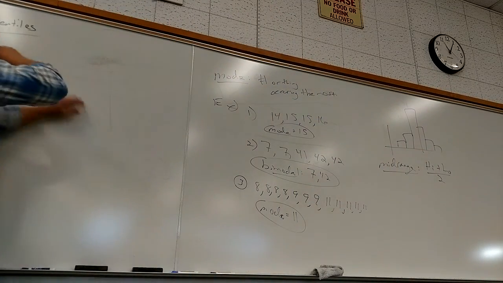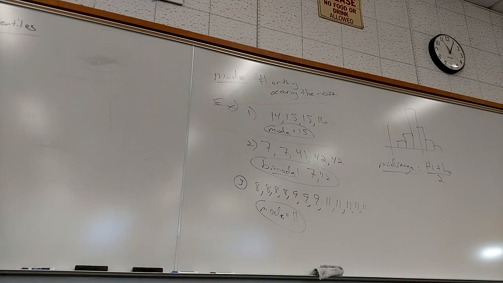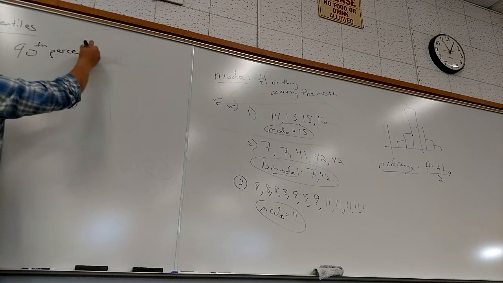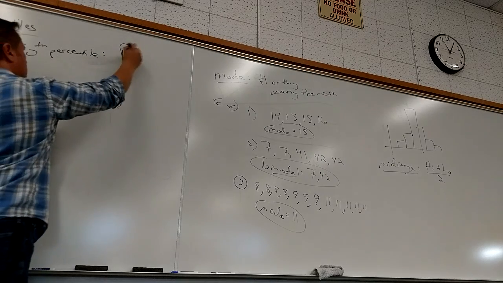Anyway. So percentile, if you're in the 90th percentile, that means that you scored higher than 90% of everybody else. That's what that means. Doesn't mean you made a 90. It means you scored higher than 90% of everybody else. And what's the symbol for the 90th percentile? Because that's a lot of letters I just wrote. We use this symbol, P90.